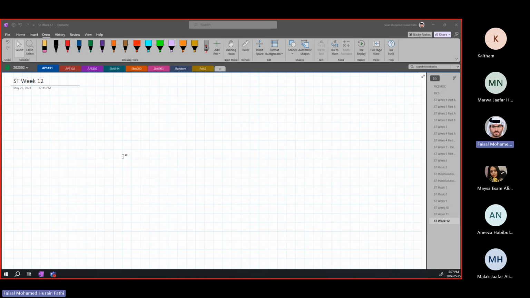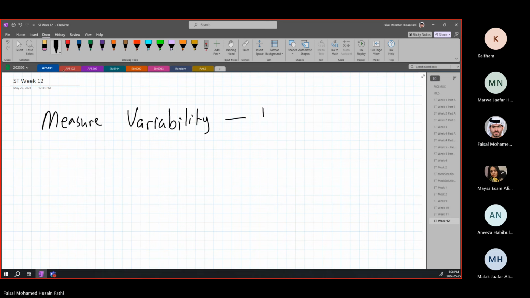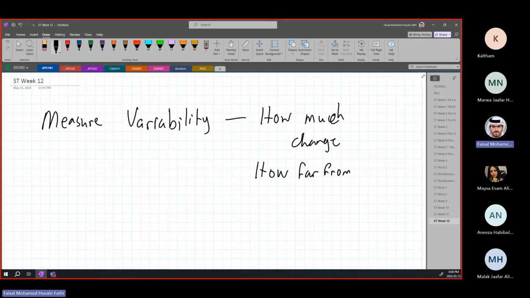All right. So at the beginning, we were measuring central tendency. Now we are going to measure variability. Variability meaning how much change is happening, or you can say how far from the mean everything is. So how far from the average value it is for the data. This is what variability basically means. This is what variance and standard deviation also mean.